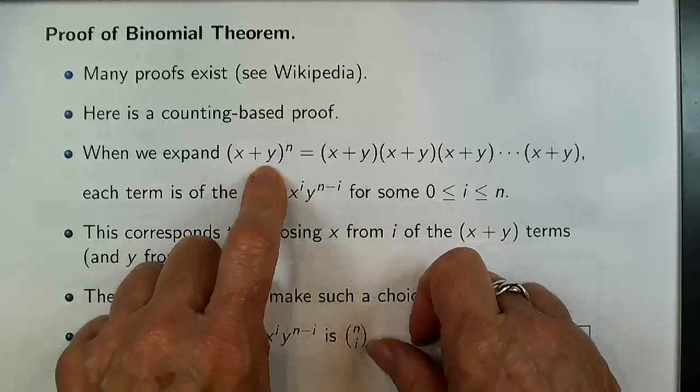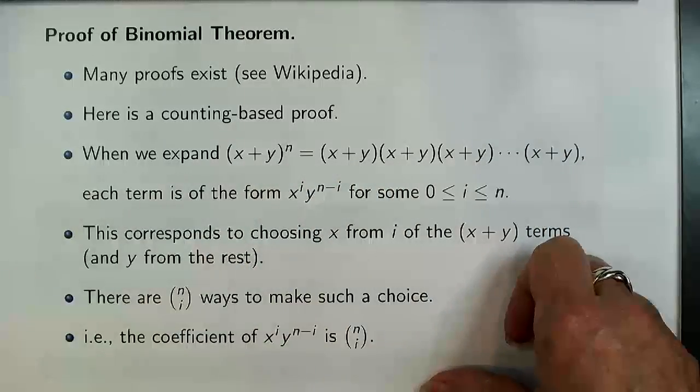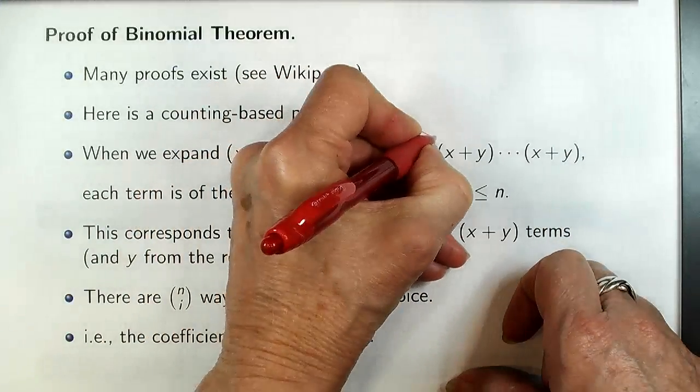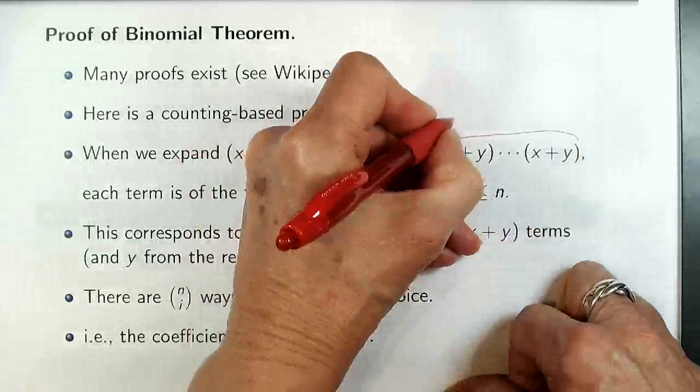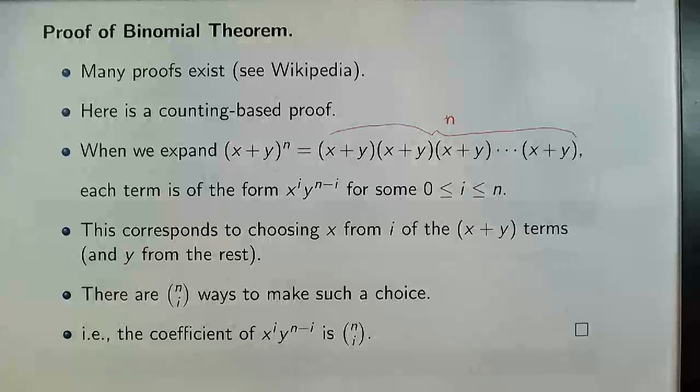Well, we know what (x plus y) to the n is. It means multiply a whole lot of these together, where there are n factors. There's n of them. That's what (x plus y) to the n means. There's n of those and they're all multiplied together.